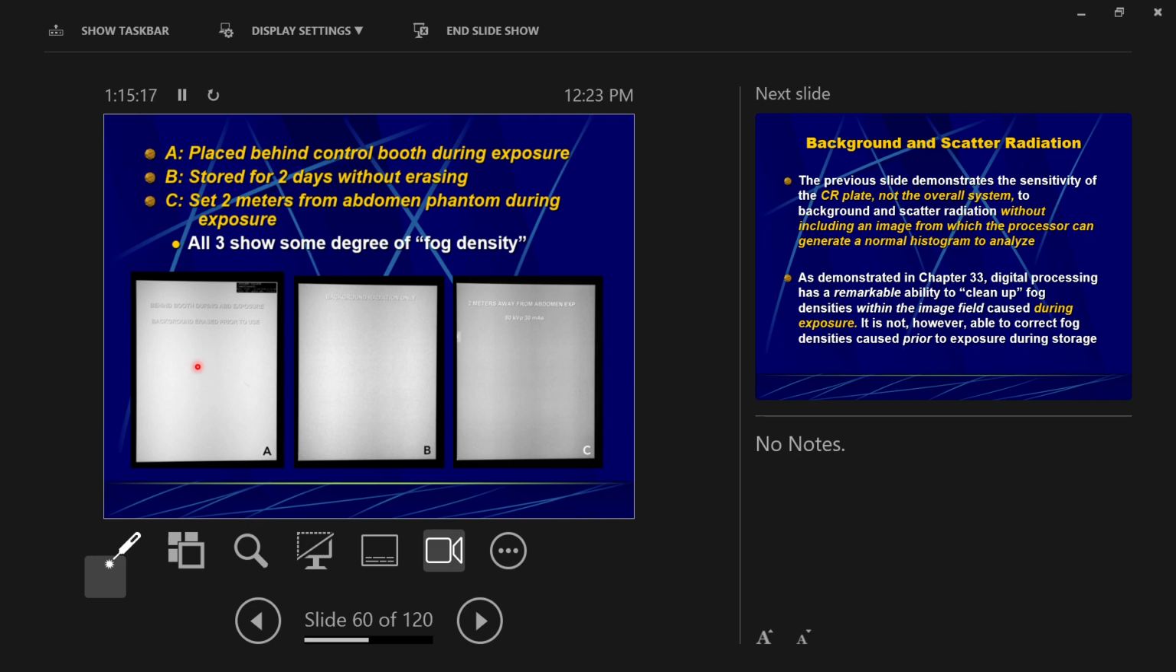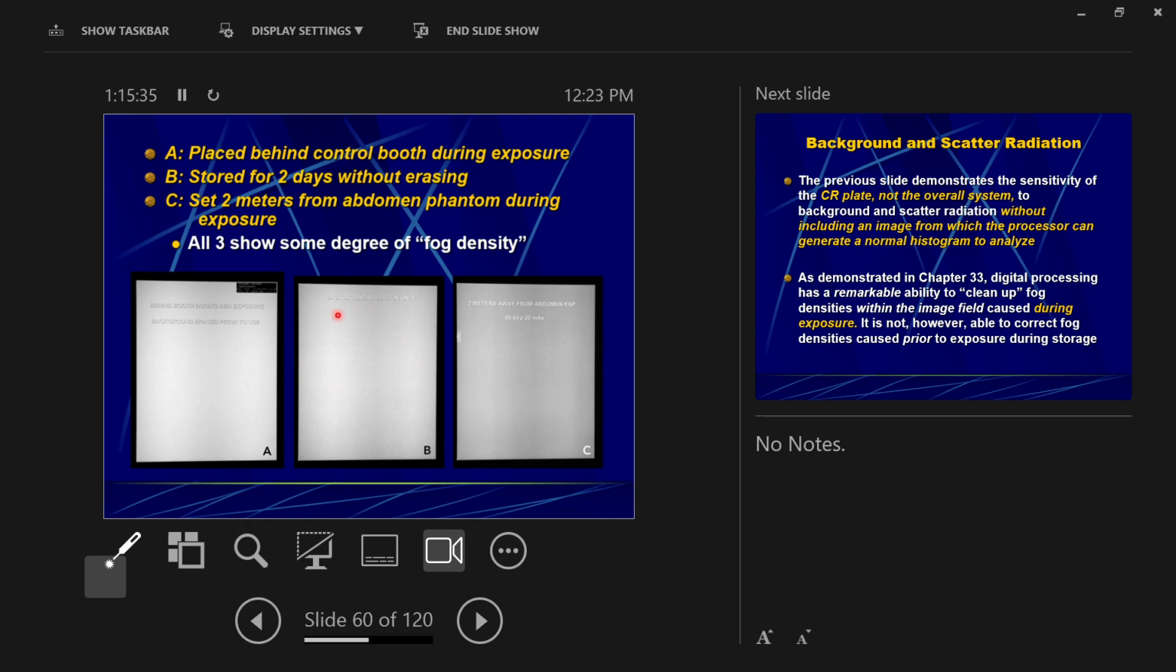So the plate receives nearly no radiation, but it shows white. I don't know how easy it is to see. It's okay-ish on the screen, but you have these in your textbook too. And they were also sent to you, so if you're bringing these up on your tablet or computer, you can probably see these better than the TV screen.